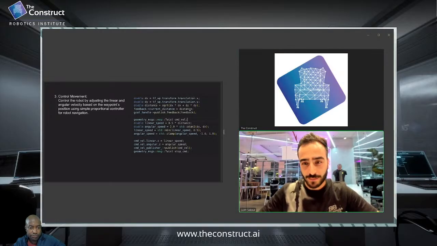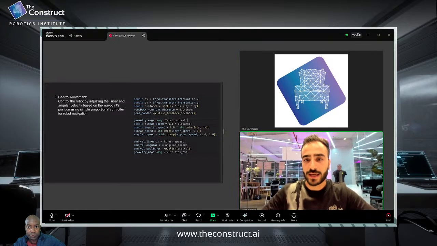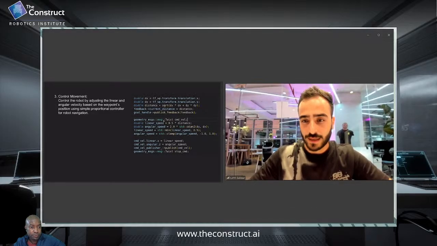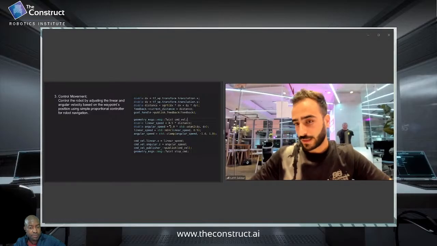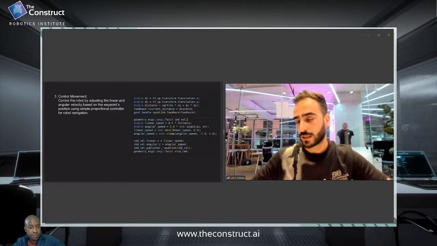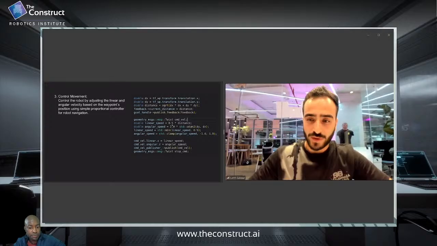So we can see here in my code, we have the dx taken from the lookup transform. Here we are calculating the distance, and in this section is my controller, the proportional controller. Here are the gains, the gain for linear speed and the gain for angular speed. These values are tuned. We can test other values and see what happens. So these are the values which I tuned.